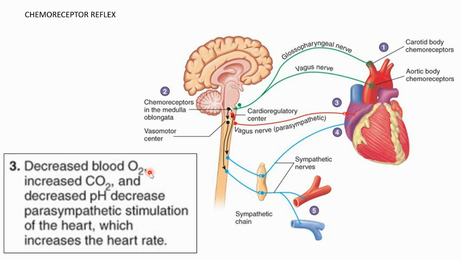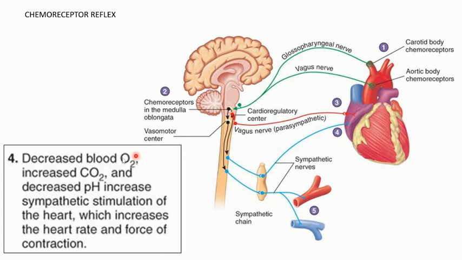The decreased blood oxygen, increased carbon dioxide, and decreased pH decrease parasympathetic stimulation of the heart, which will then ultimately cause an increase in heart rate. So that information is going to be sent out by way of the vagus nerve, and it's going to block this signal right here and say, hey, we really don't want you slowing down the heart, we need you to stop. But we're going to really talk to the sympathetic nervous system. We want the sympathetic nervous system engaged. That's what we want to have happen if your carbon dioxide levels are too high.